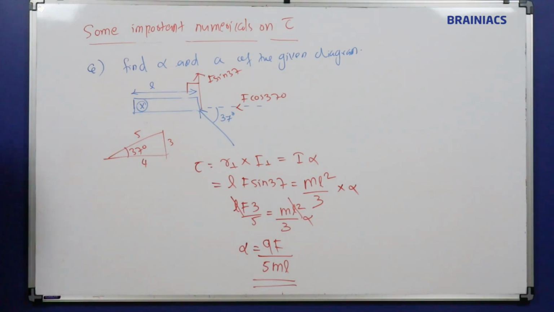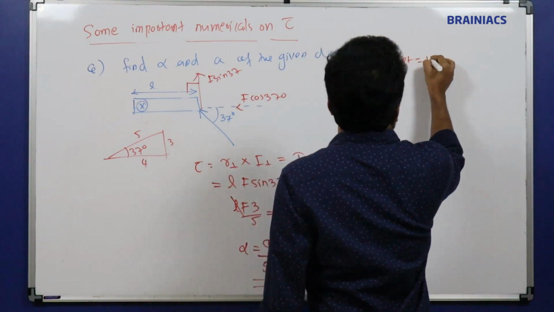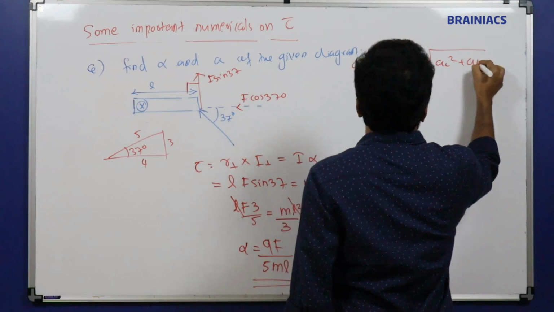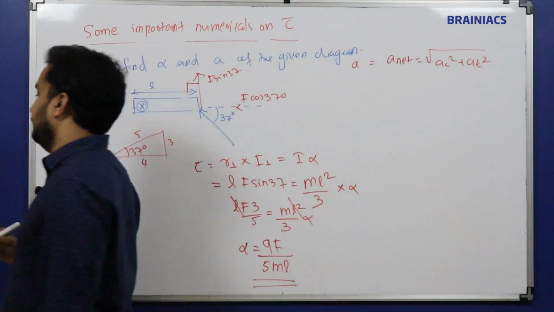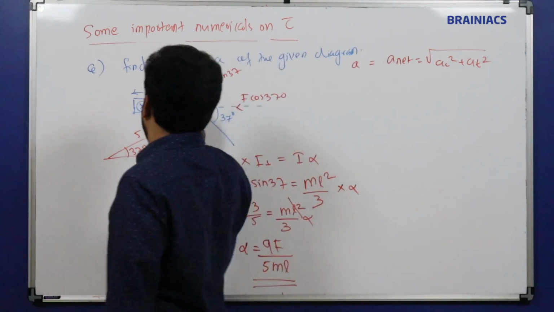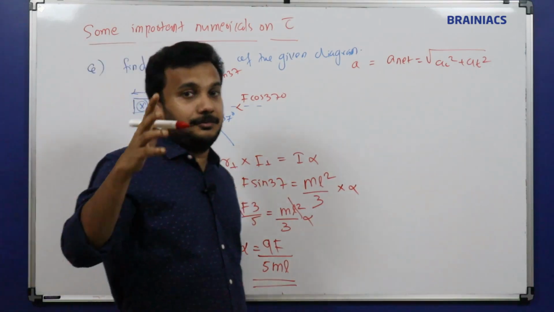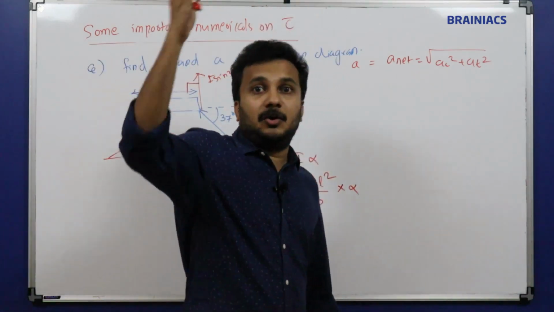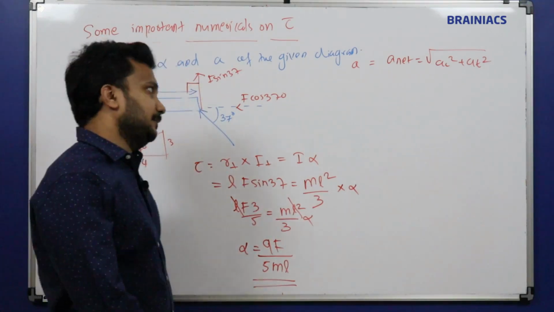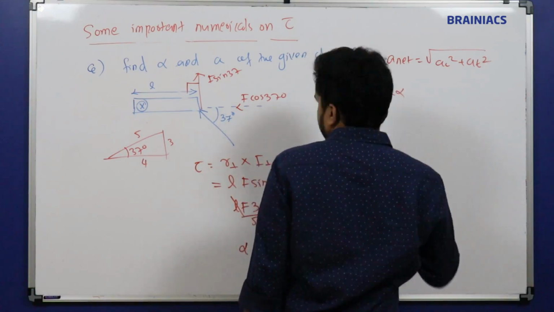And we need to calculate the value of A. So A indicates A net. A is equal to A net. So you have to find out the square root of AC square plus AT square, because it's a rotational motion. So you have to know the centripetal and the tangential acceleration. The question is not asking after a long time. When you are applying the force, it has just started to turn. At this point, we know AT will be equal to R alpha.